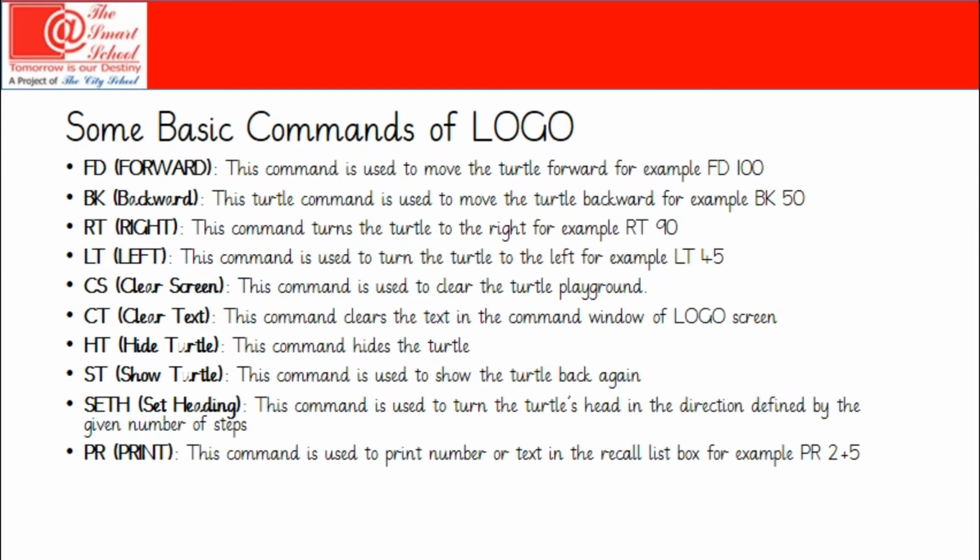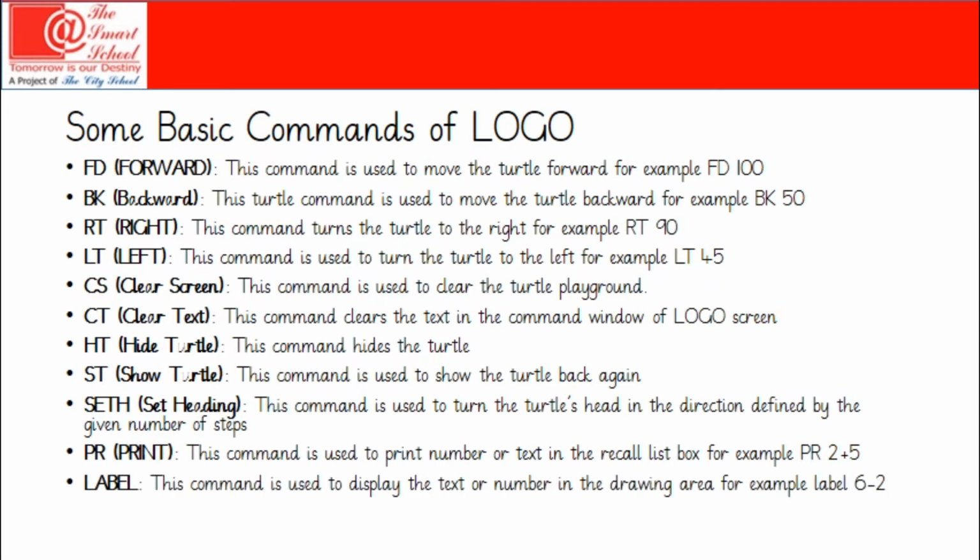Print command. This command is used to print the number or text in the recall list box. For example, print 2 plus 5. It will show you 7 in the recall list box. Label command. This command is used to display the text or numbers in the drawing area. For example, label 6 minus 2. It will show you 4 in the direction of the turtle in the drawing area.